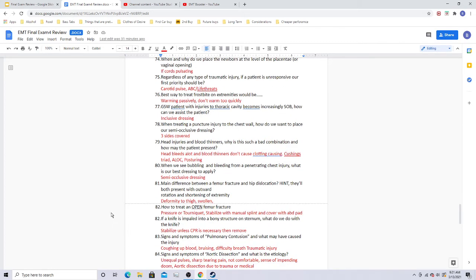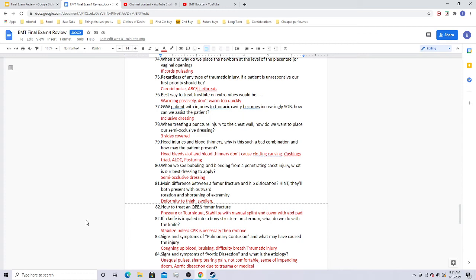When we are seeing bubbling and bleeding from a penetrating chest injury, what is the best dressing for it? Semi-occlusive. When you're seeing that, that means blood is getting aspirated and or it's being brought into the areas in which oxygen is supposed to be, and that is no good. You want that out of there, because that can cause a lot more problems than we would like.